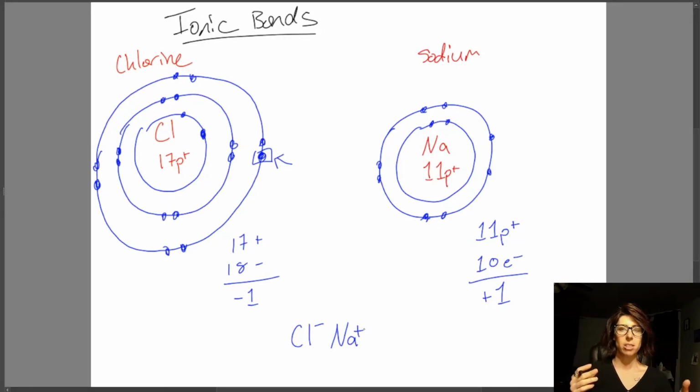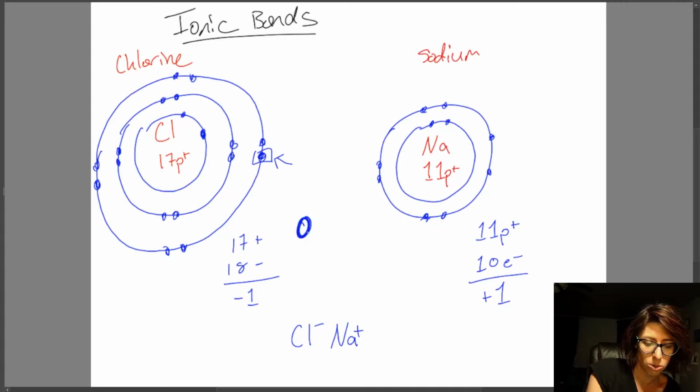Now, this negatively charged chlorine and this positively charged sodium are going to stick together like magnets because opposites attract, remember. So we have this larger chlorine with its 3 electron shells and the smaller sodium with fewer electron shells, and they just stick together like magnets. And that's an ionic bond.